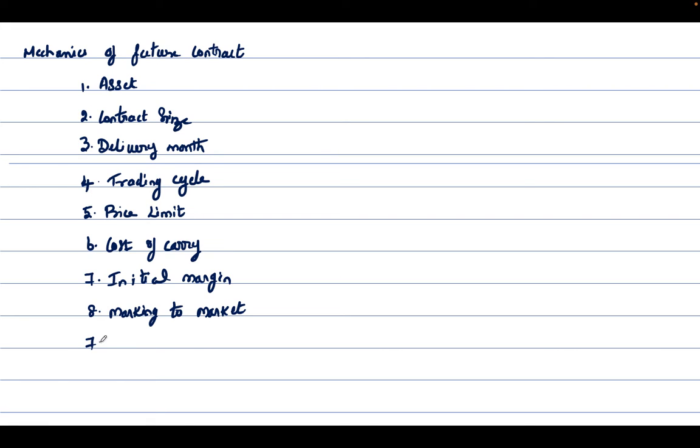Next is maintenance margin. This is somewhat lower than the initial margin. This is set to ensure that the balance in the margin account never becomes negative. If the balance in the margin account falls below the maintenance margin, the investor will receive a margin call and is expected to top up the margin account to the initial margin level before trading commences the next day. So these are the certain terminologies which are used in a futures contract.